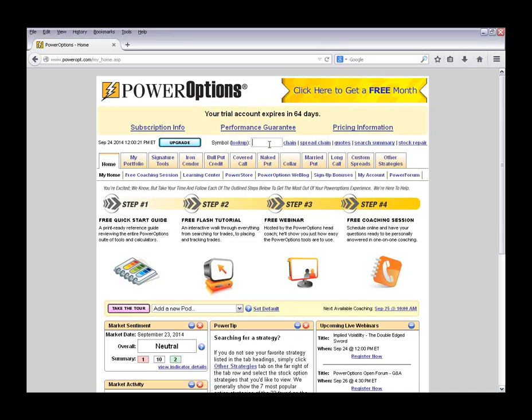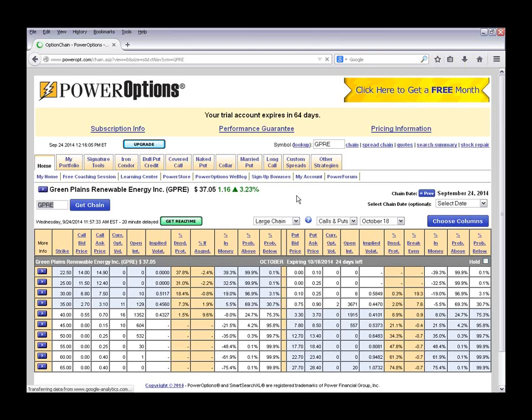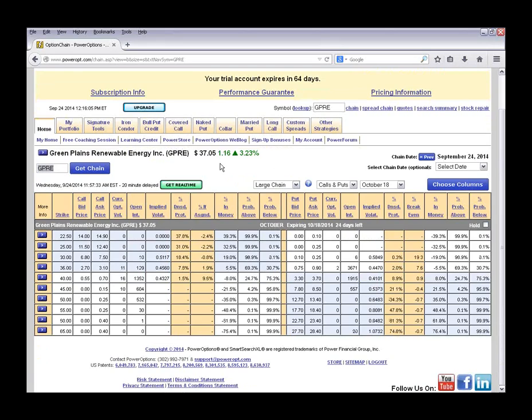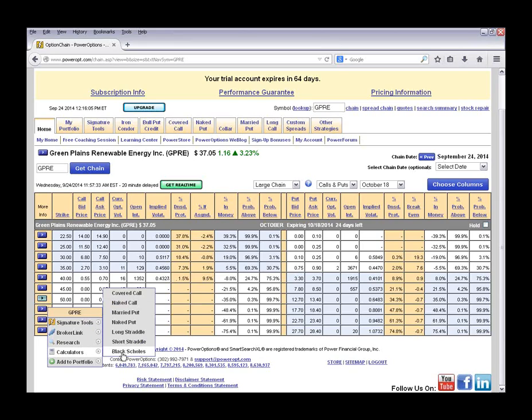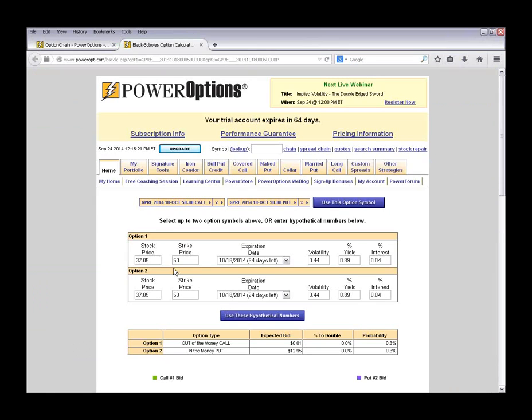And I'm going to use just a basic stock. So let's just go ahead and type in GPRE right now. Let's see where that's at today. Okay, so it's at 37.05. It's up $1.16, so it's fluctuating a little bit in price. And I'm going to take the 50 call here for the October expiration that's 24 days away. Let's go to calculators and go to Black-Scholes. Now this tool just allows us to put in some values for two different options to see where they might be priced based on what our expectations are for volatility, yield, interest, and days remaining to expiration.